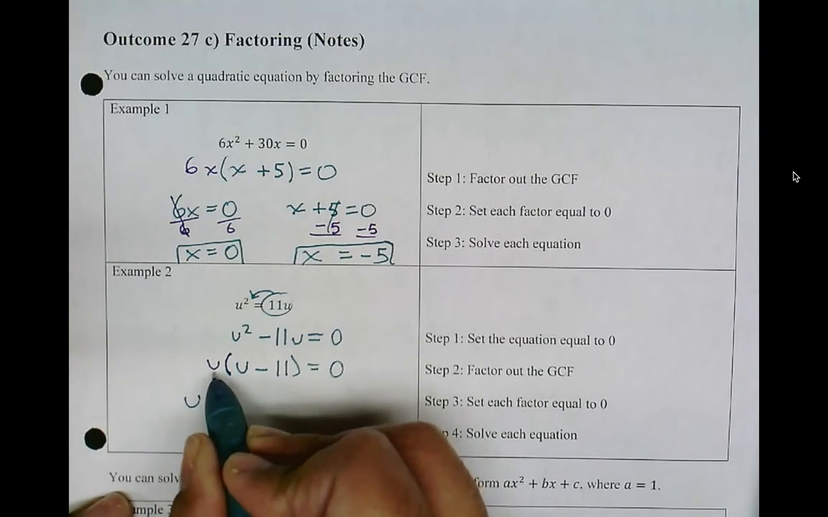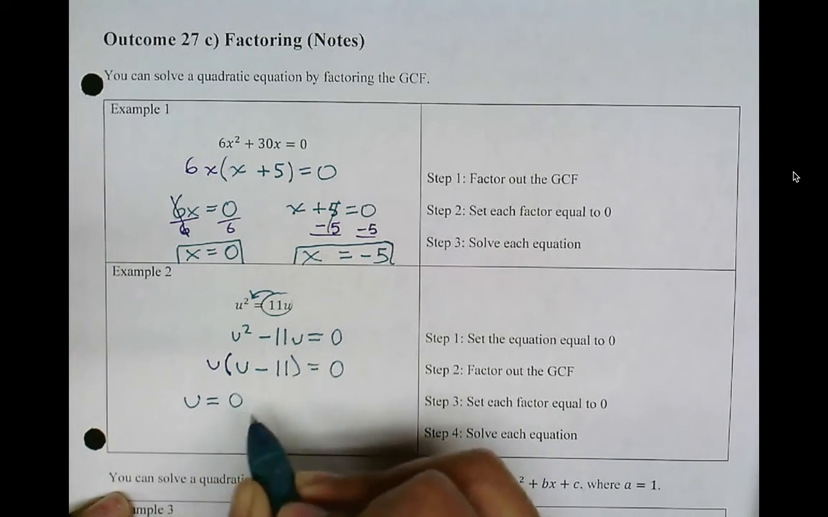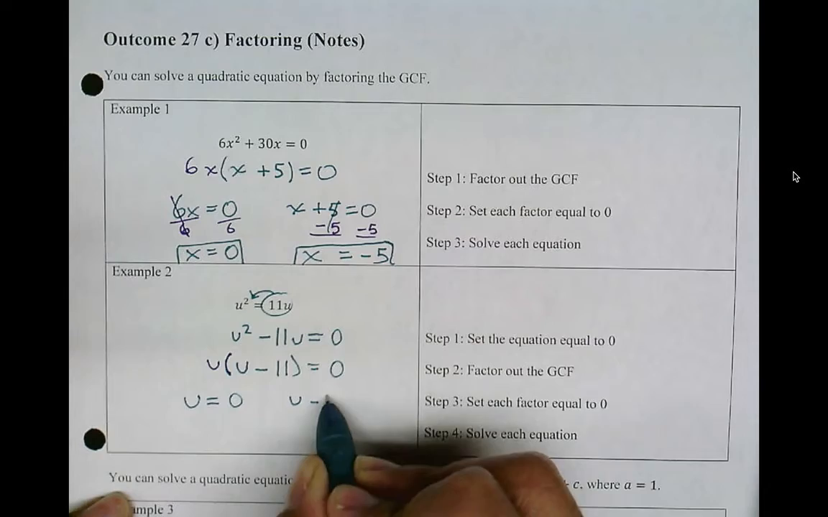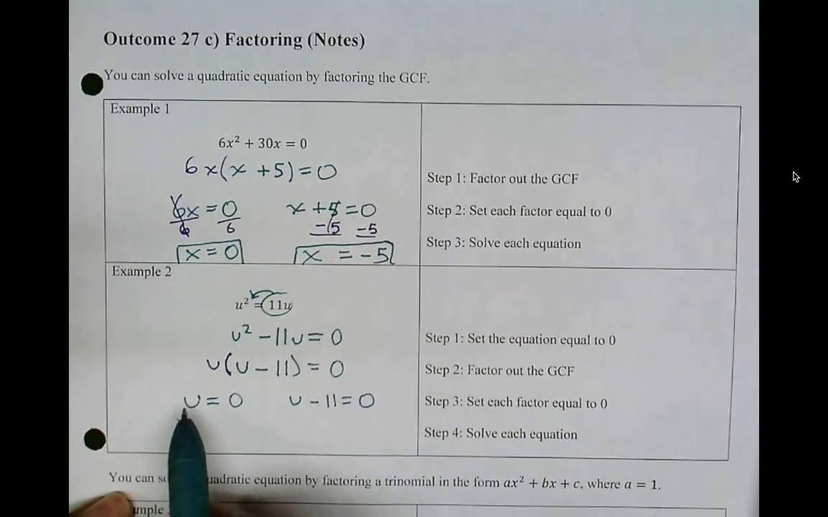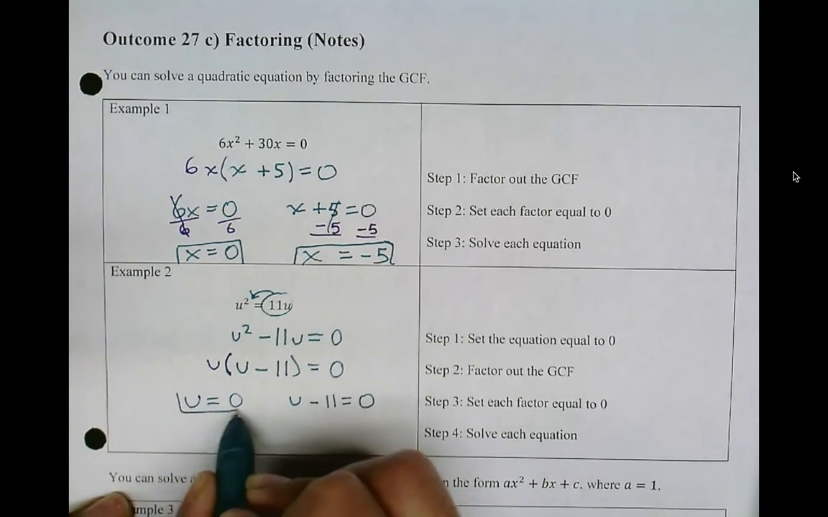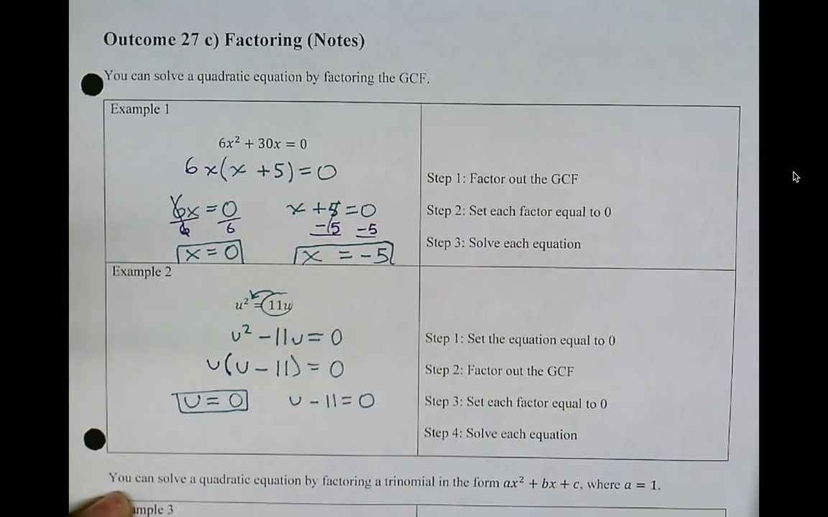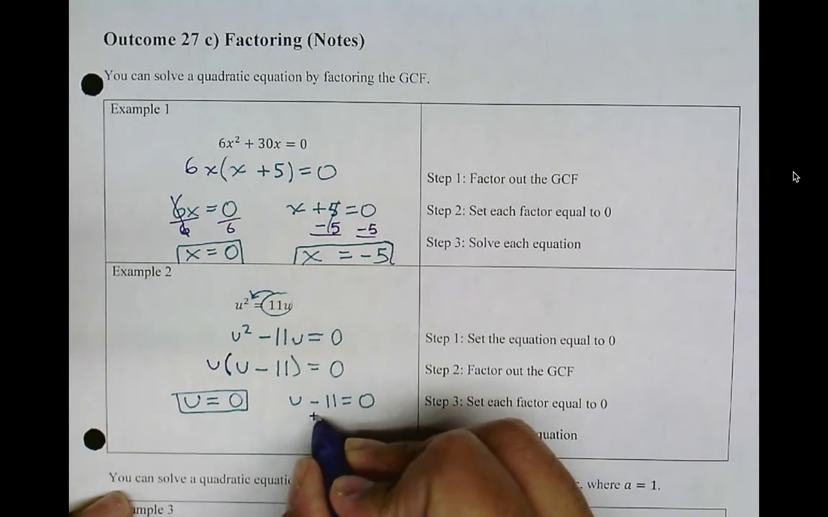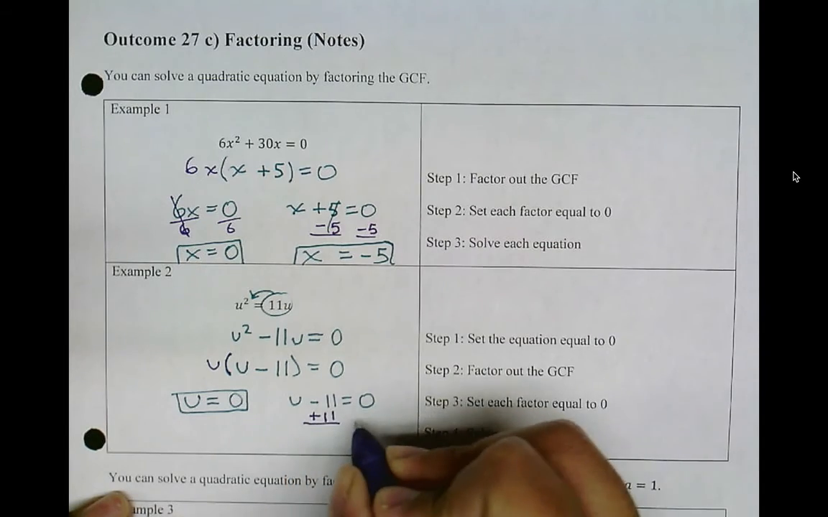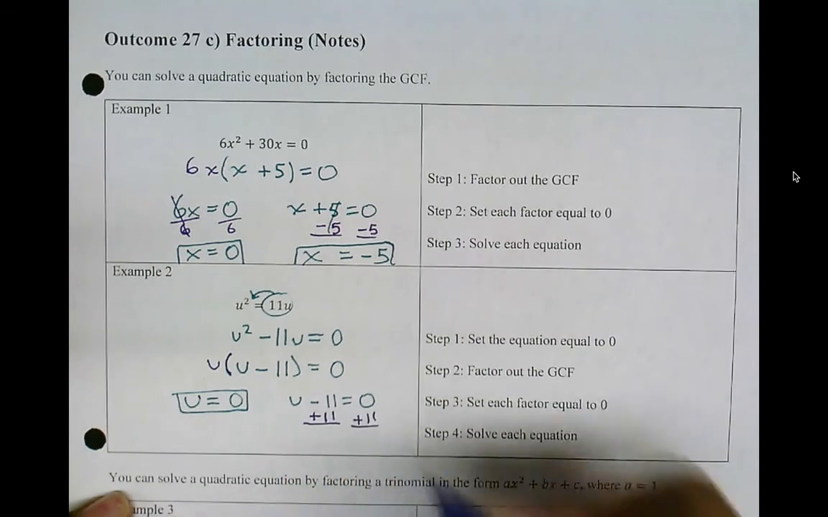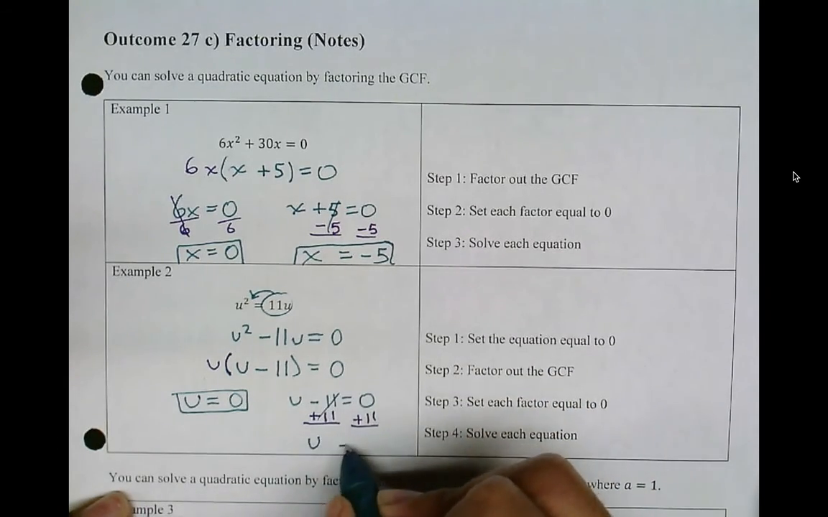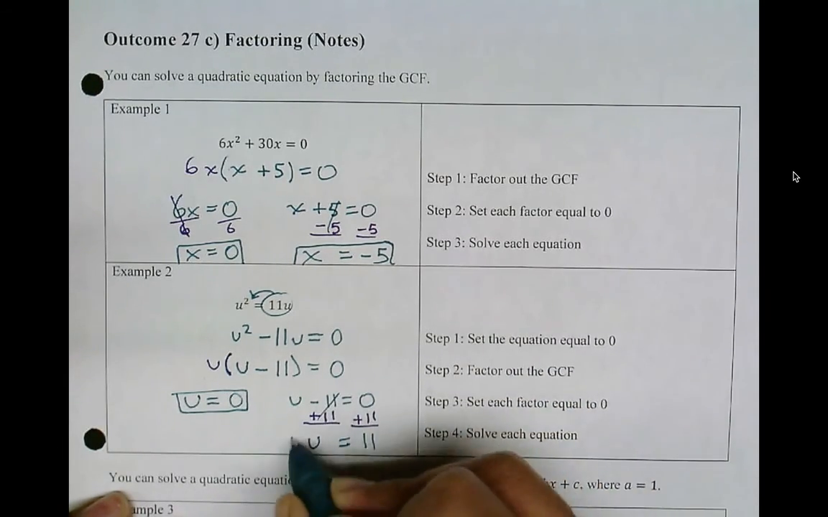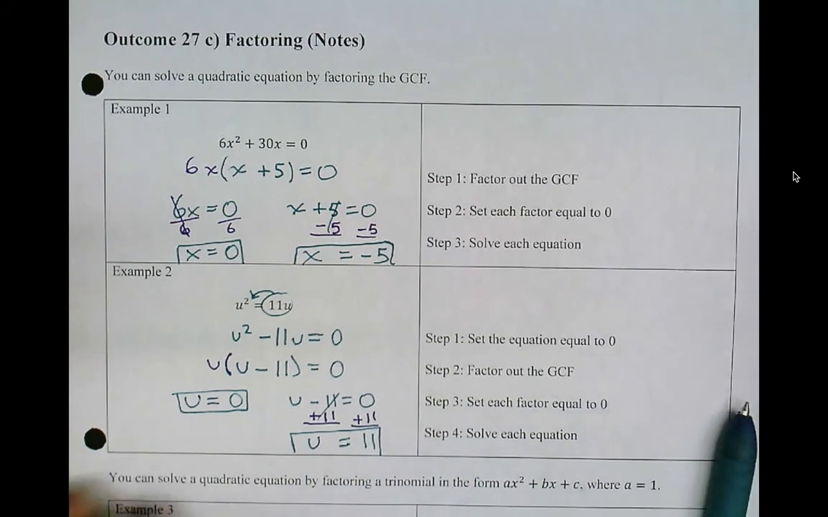First we have u equal to 0. Secondly, we have u minus 11 equal to 0. We solve each equation for u. You should notice the first one is already solved. There's no solving to do here. U is already equal to 0. In the second, let's get the u by itself by canceling this minus 11 by doing the inverse, which is adding 11 to both sides. We go ahead and cancel our 11, bring down our u, equals 0 plus 11, 11. That's factoring using the GCF method.